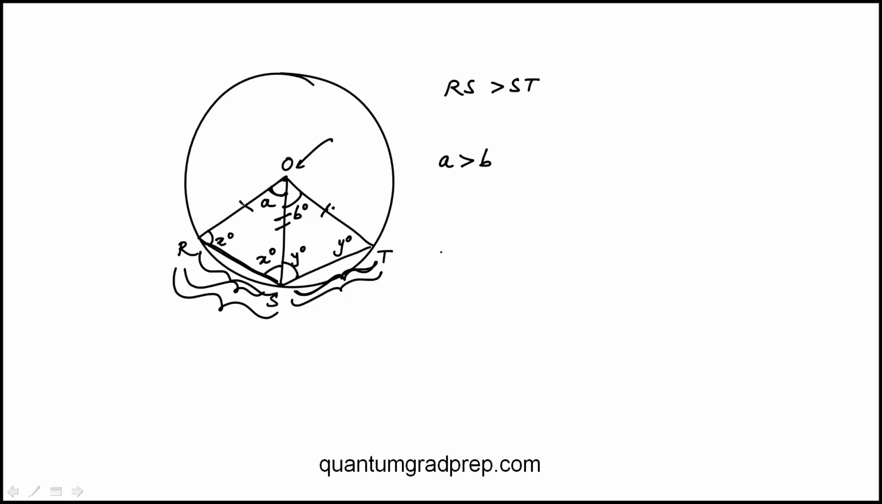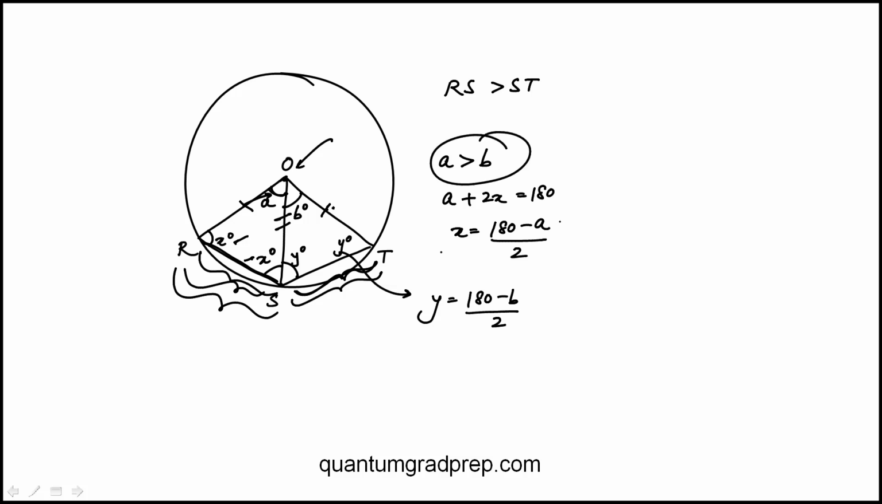And if A is greater, the relationship between A and those two angles is that the sum of these three angles is equal to 180. That means that x is (180 minus A) over 2. And in the same way, y would be (180 minus B) over 2. Now we know A is greater than B. That means x would be lower than y.